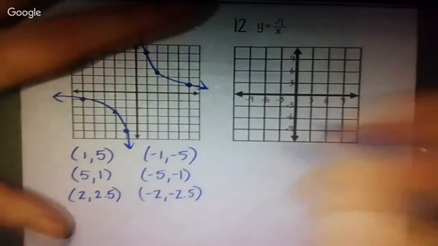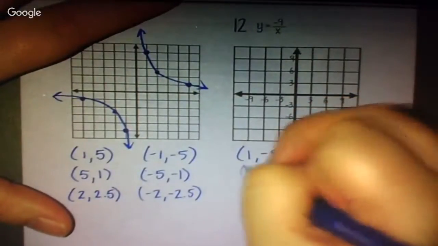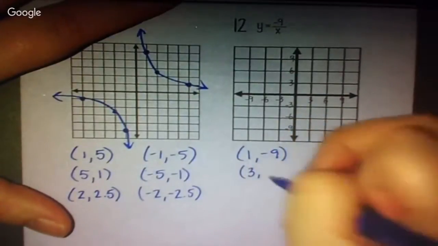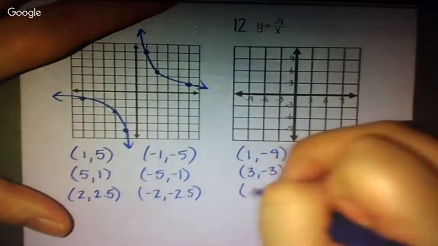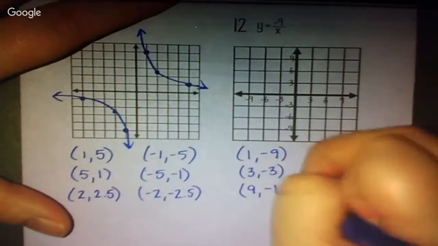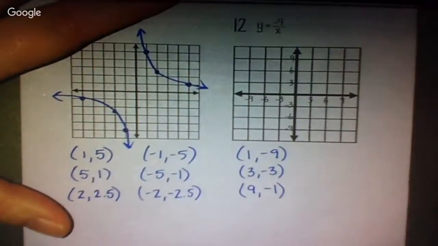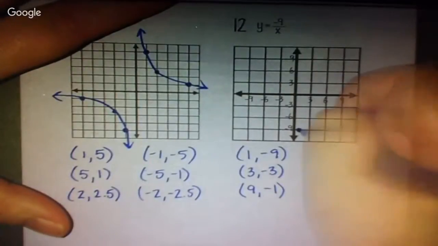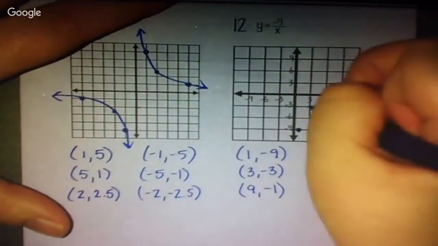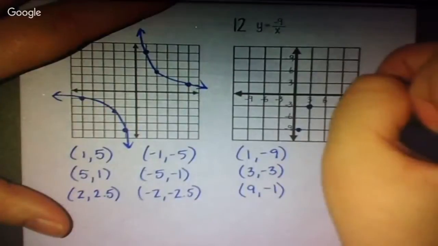Number 12. Oh, no. 1 and -9. 3 and -3. And 9 and -1. So look, these all go by threes. So be careful when you graph it. 1, -9 is somewhere like right here. 3, -3 then is going to be right here. And 9, -1 is going to be somewhere right in here.